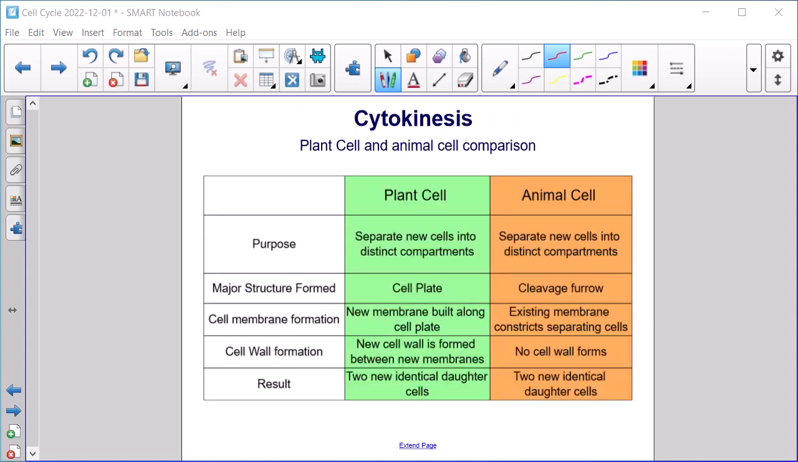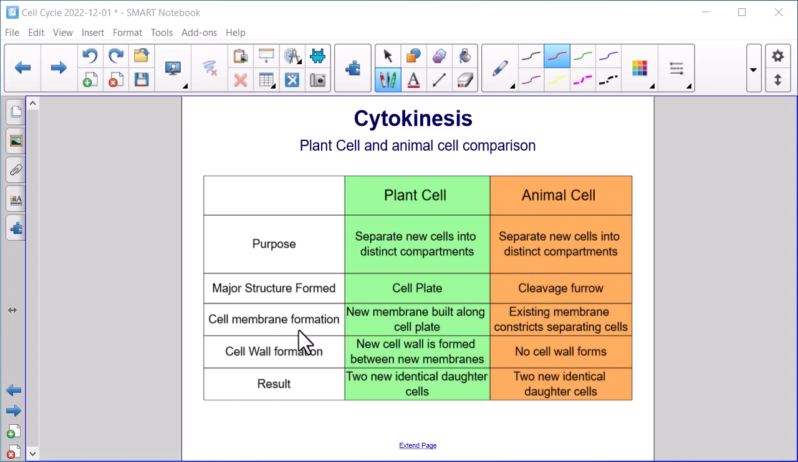Here's a plant and animal cell comparison of cytokinesis. The purpose is to separate new cells into distinct compartments in both. The major structure formed in the plant cell is the cell plate. In the animal cell is the cleavage furrow.